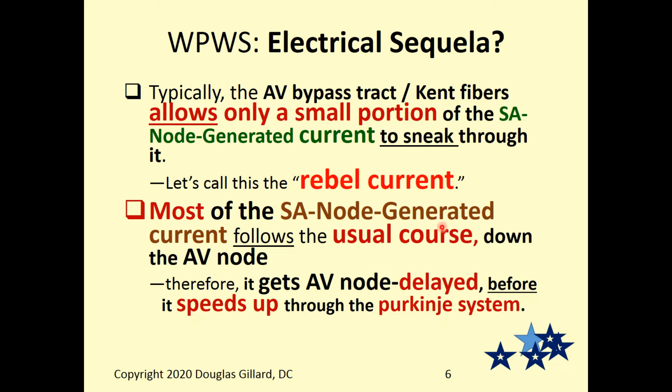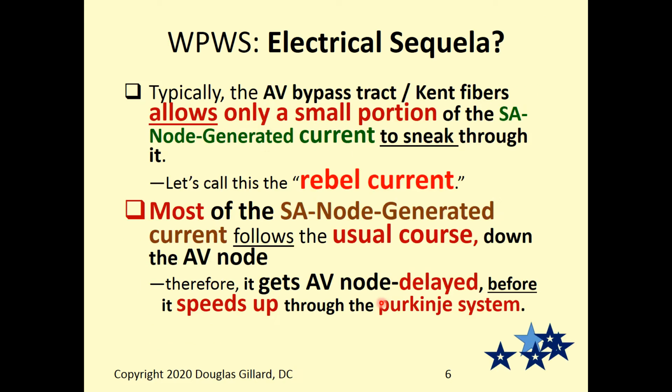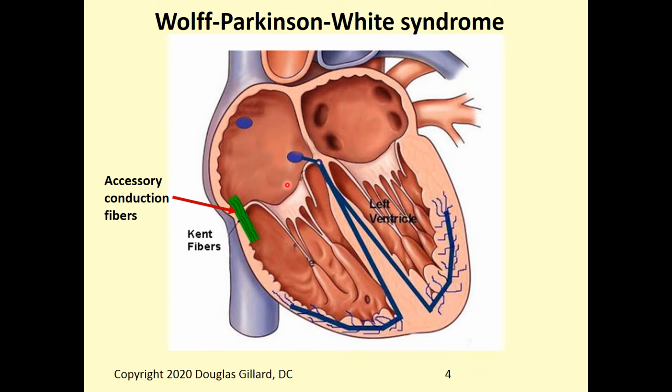Most of the SA generated current goes its usual way. But that rebel current beats the normal SA generated current to the punch. It gets into the ventricles first. The normal current has to go through the AV node, so it gets delayed while the rebel current is marching. But not to fear, the normal current will prevail in most cases. Do I have a picture of that? Yeah, one's coming here. We can go back to this, and I'll reinforce this in your brains in a second.